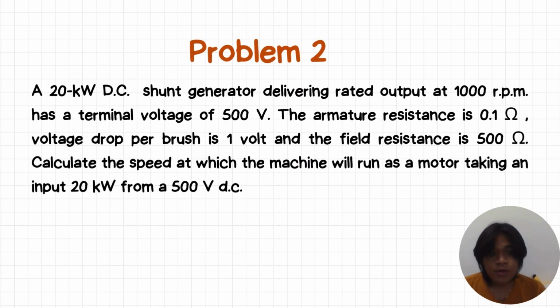Now, we go to the second problem. A 20 kilowatt DC shunt generator delivering rated output at 1000 RPM has a terminal voltage of 500 volts. The armature resistance is 0.1 ohms. The voltage drop per brush is 1 volt and the field resistance is 500 ohms. Calculate the speed at which the machine will run as a motor taking an input of 20 kilowatts from a 500 volt DC.